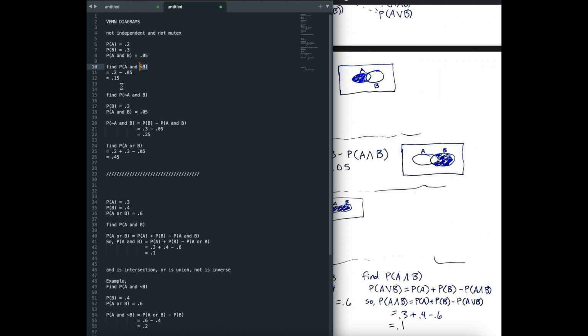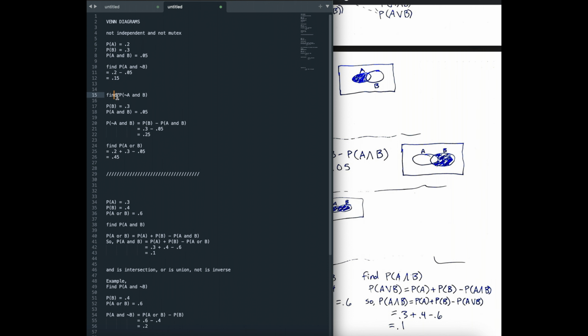So for that, it's going to be probability of A minus the intersection of probability in A and B, which is 0.05. We want the probability of A, the circle on the left, minus the intersection, this little section in the middle where they overlap. So 0.2 is probability of A, 0.05 is a probability of A and B. You subtract those two and you get 0.15. That's the probability of A and not B.